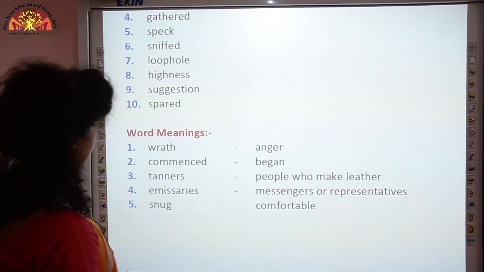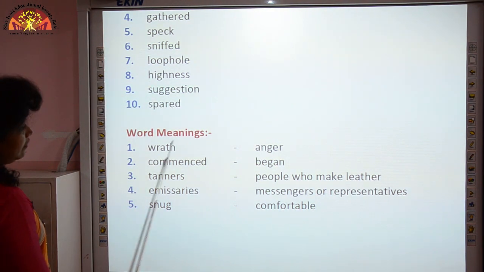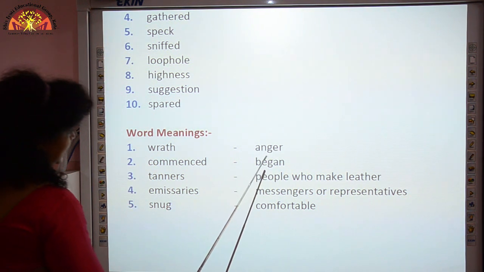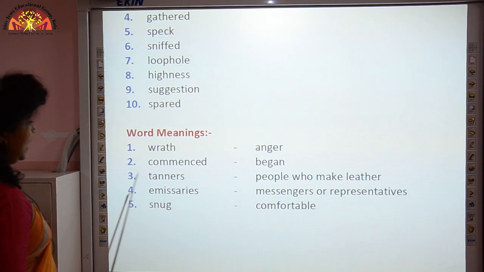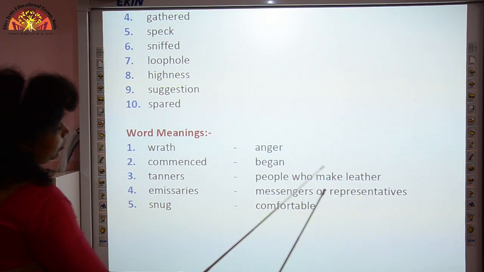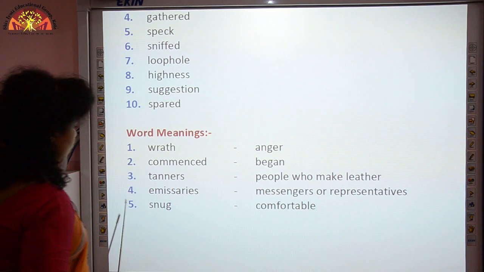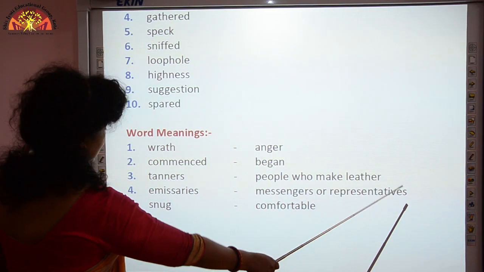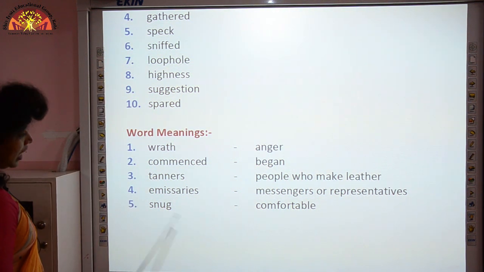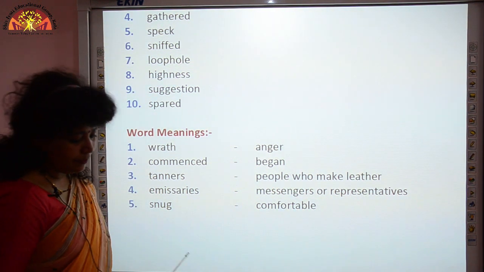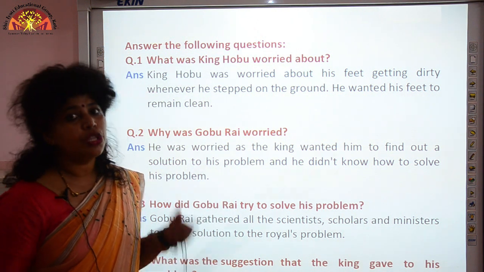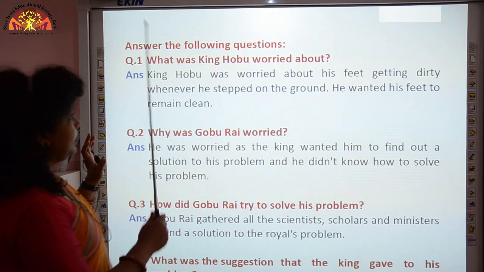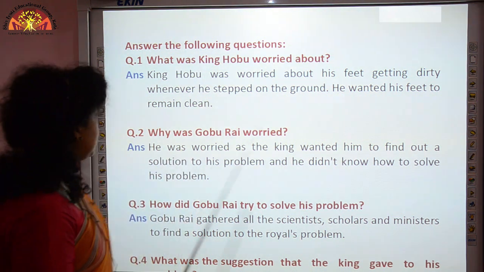So now we shall do the word meaning. What are the word meanings? 1. Wrath, which means anger. 2. Commenced, which means began. 3. Tanners, people who make leather. 4. Emissaries, which means messengers or representatives. 5. Snug, which means comfortable. The invention of shoes. Draw your red margins at the appropriate places, and let's start with answer the following questions.